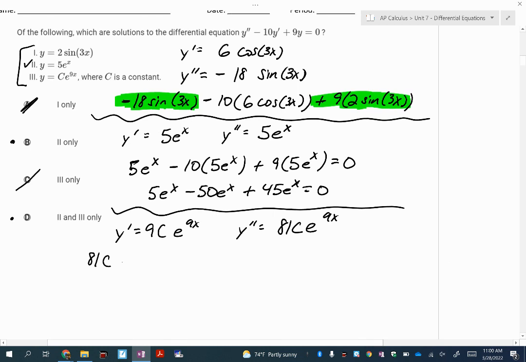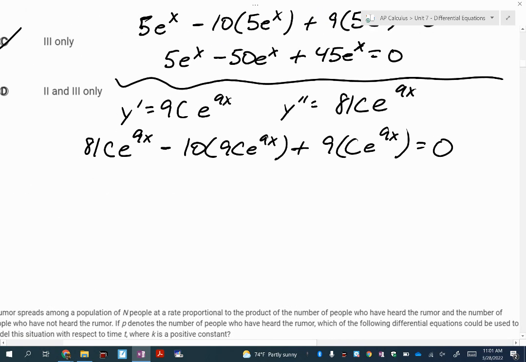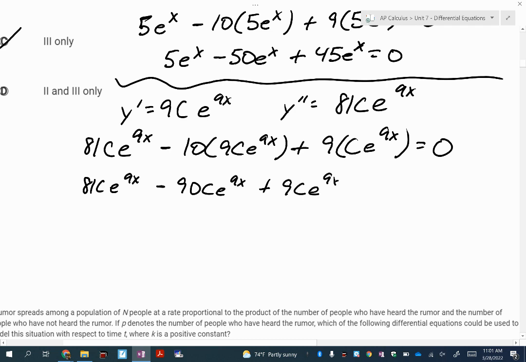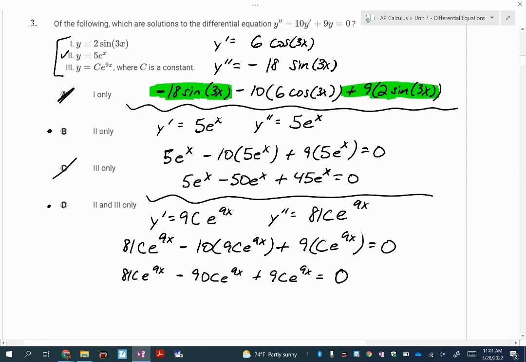All right, so now we plug it in to the original differential equation, which they want double prime, so 81c times e to the 9x minus 10 times 9c times e to the 9x power, and then finally plus 9 times my original function, which is c times e to the 9x power. All of that should be 0. Let's zoom in. So that's 81c times e to the 9x power minus 90c times e to the 9x power plus 9c times e to the 9x power. So 81c minus 90c is negative 9c. Negative 9c plus 9c gives you 0. All right, so 3 also works. So the answer is going to be D.